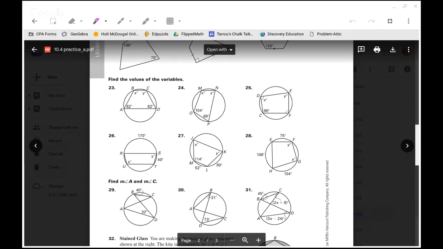So that means your angles that are diagonal from each other. So, like these two angles would have to add up to 180. And then these two angles would have to add up to 180. Okay. Does that make sense? Yes.